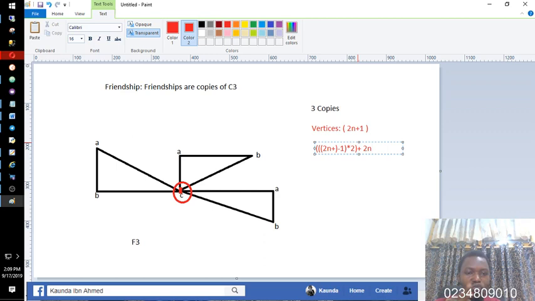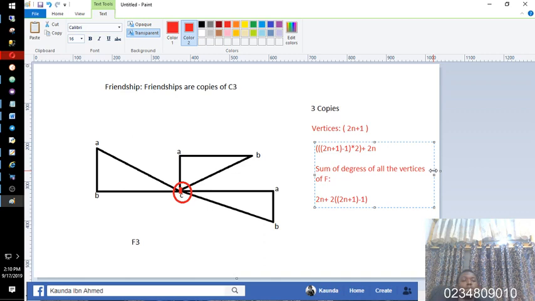If I rearrange this one, I would say 2n plus this 2 will come to the front, then 2 into bracket 2. What is it? This is 2n plus 1. There is 1 here. So we have 2n plus 1 minus 1. So this should be the formula for calculating the sum of degrees of all the vertices of the friendship graph. Once you get the sum of the degrees, if you divide the whole of this by 2, then you get the number of edges.